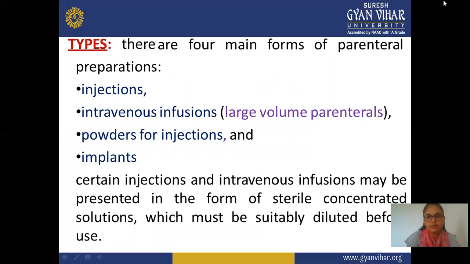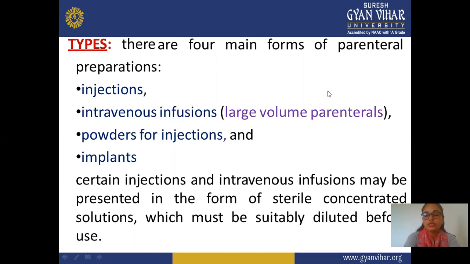And in this, there are types of this formulation. There are four main types, four main forms of parenteral preparation. One is injection. Second is intravenous infusion. This intravenous infusion is mainly available as large volume parenterals, and powder for injections. These are also parenteral formulations, in sterile form.